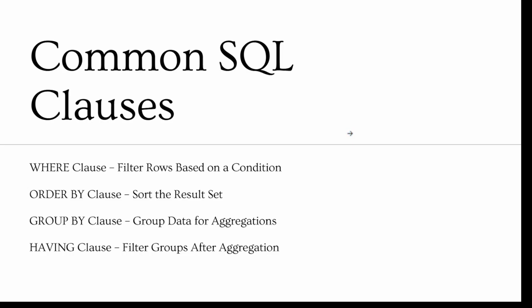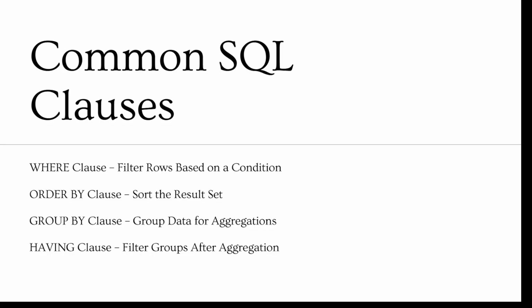Now we will learn about common SQL clauses. There are four SQL clauses: where clause, order by clause, group by clause, and having clause. There are other clauses also, like limit or offset clause, but for now we will focus on these four. So what are SQL clauses? SQL clauses are conditions or filters used with SQL queries to refine the data retrieval process and make it easier and better.